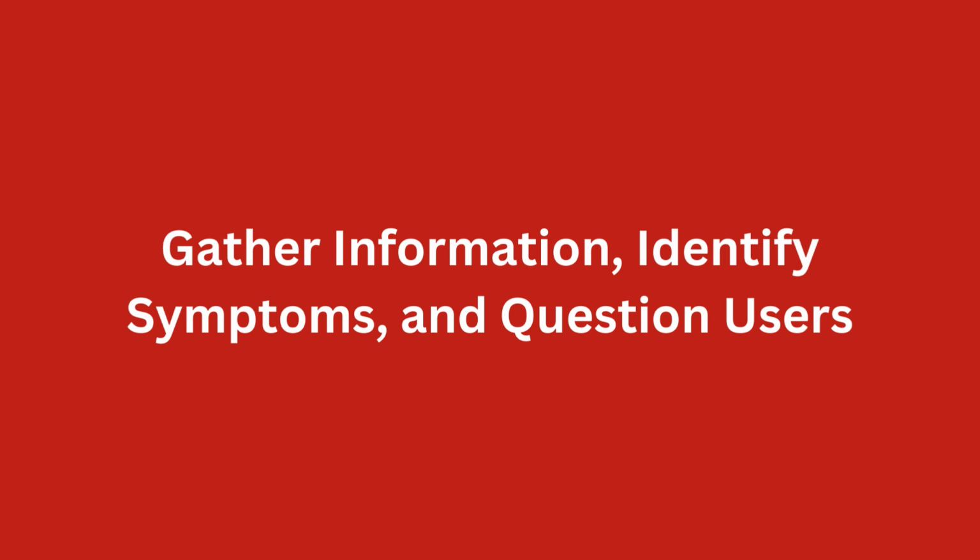Gather information, identify symptoms, and question users. If you are working directly on the affected system and not relying on somebody on the other end of a telephone to guide you, you will establish the symptoms through your observation of what is or isn't happening. If you're troubleshooting over the telephone, you will need to ask questions based on what the user is telling you. These questions can be closed-ended, which is to say there can only be a yes or no type of answer, such as, can you see a light on the front of the monitor? You can also ask open-ended questions, such as, tell me what you see on the screen.